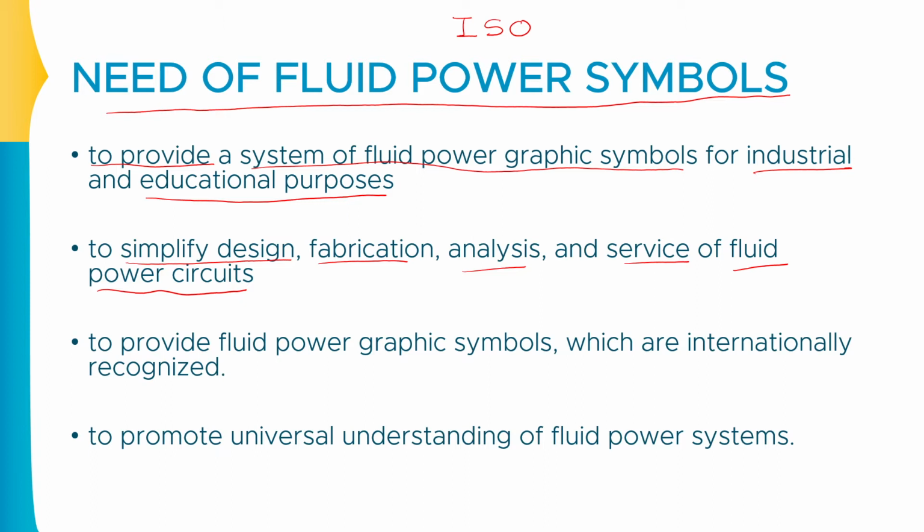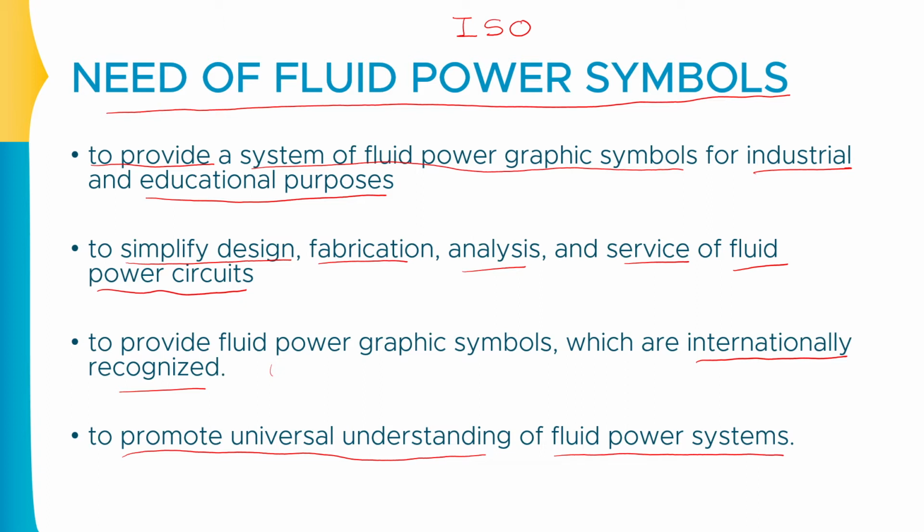Now, if we convert any kind of system into a graphical representation, which is known as the fluid power circuit, we are helping everyone to understand our thoughts on that specific system. So if I have generated any kind of fluid power system, I can easily convert that specific fluid power system into a circuit, and that circuit can be understood by each and everyone who knows those ISO symbols. So it can be easily internationally recognized. And lastly, it will promote the universal understanding of the fluid power system. So that's why we need the fluid power symbols.